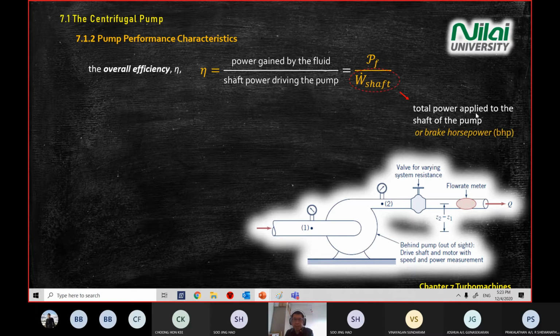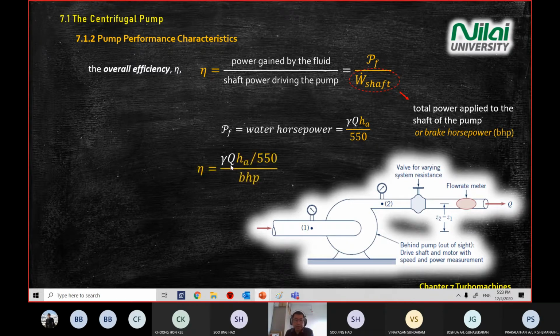And sometimes in the pump specification also give you the brake horsepower, BHP, right? Okay. So again, just to remind you that every time you use horsepower, all the units that you use, the specific weight, Q and HA, are in the imperial unit. So this is the form when you use the brake horsepower.